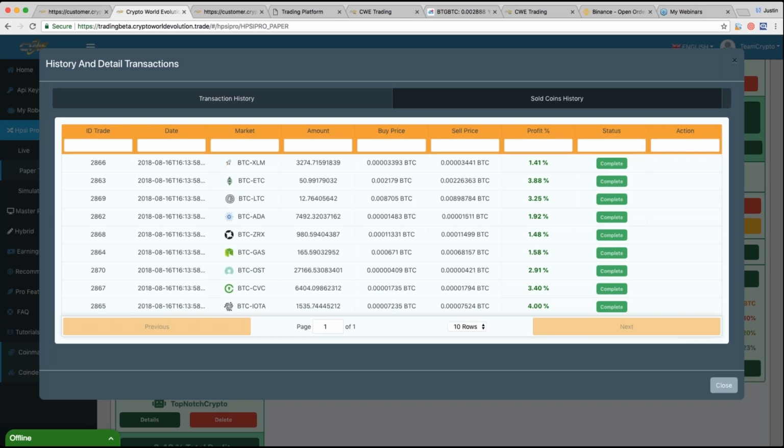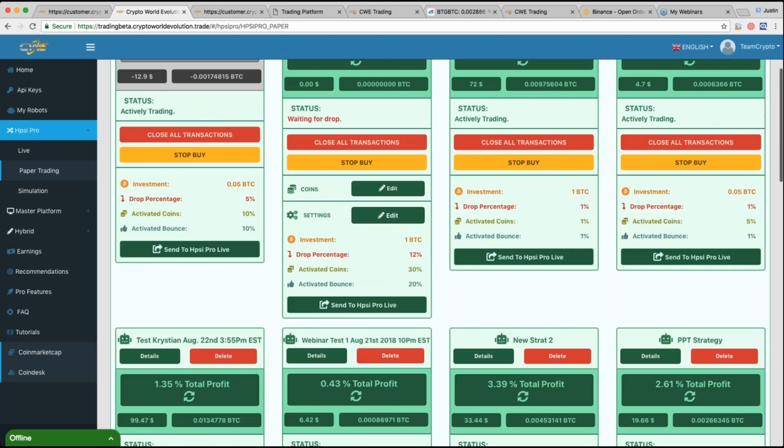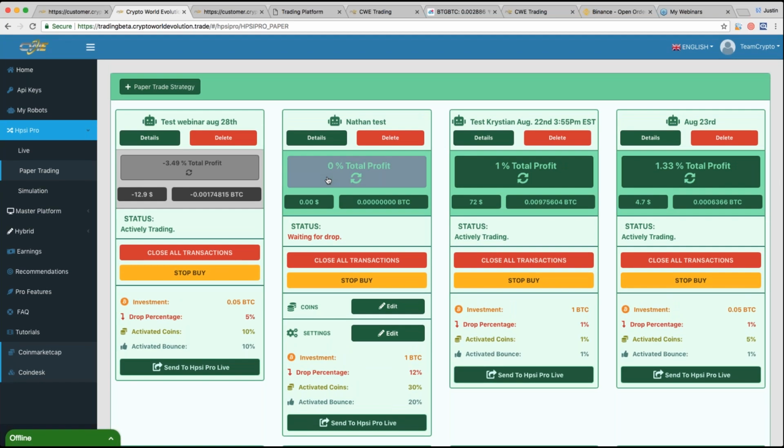You know, a couple weeks ago, the market was really bad until just recently. So you can see where I tell people, hey, this bot is okay in a bull or bear market because it has to go through its strategies when the drop percentage hits, when the activated coins hit. If you don't understand this and really want to learn it, you go to CWEuniversity.com. It explains everything step by step of how these bots are programmed.